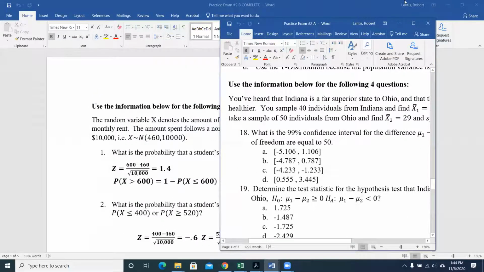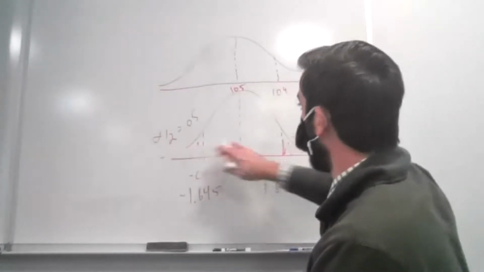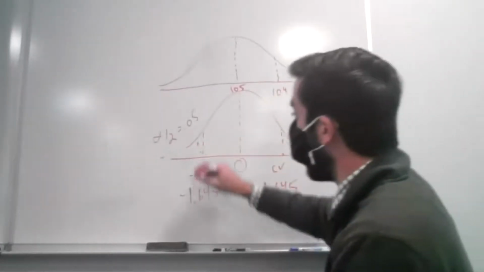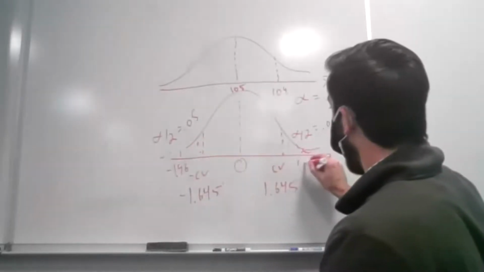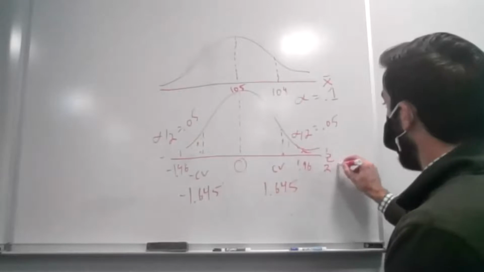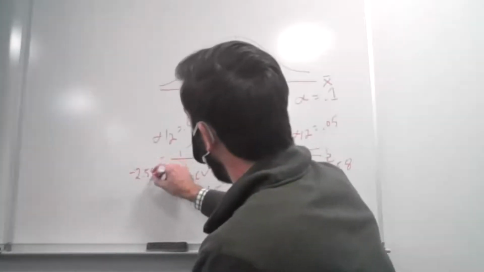Oh, if I hit the stop share button and not minimize. So we had critical values here of positive and negative 1.645, positive and negative 1.96, positive and negative 2.58.